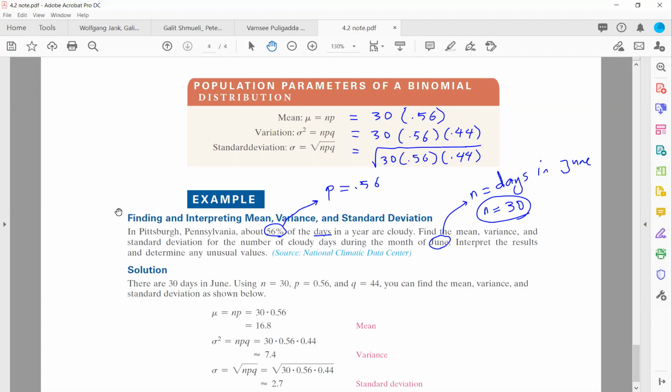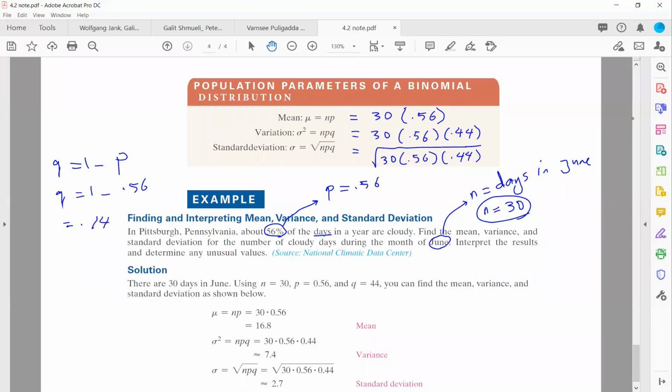Professor, I had one question for you. Go ahead. How did we get the 0.44? So what's the relation between P and Q? Q is 1 minus P. Q is 1 minus P, 1 minus 56% is 0.44. Perfect. Thank you very much.